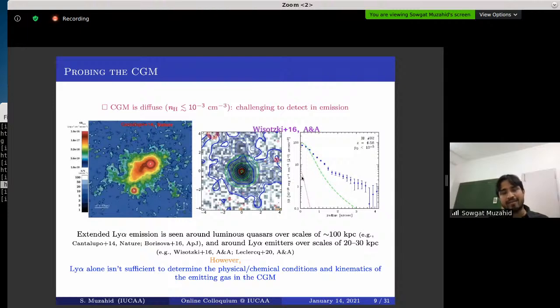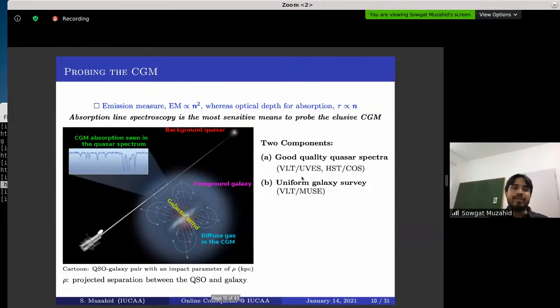And so far, circumgalactic medium signatures in emission have been detected only with Lyman alpha, since it's a strong transition. But Lyman alpha alone isn't sufficient to determine the physical and chemical conditions or kinematics of the emitting gas in the circumgalactic medium. And as you all know, the emission measure depends on density squared, whereas optical depth for absorption depends on density. So absorption line spectroscopy is the most sensitive probe for circumgalactic medium studies.